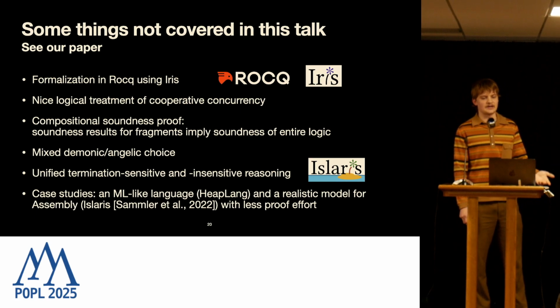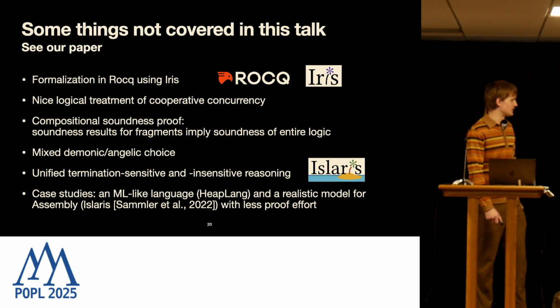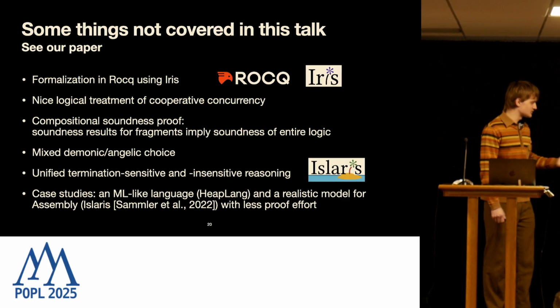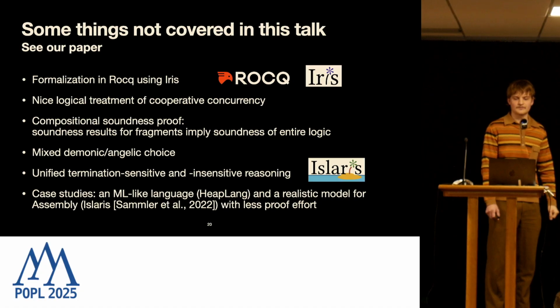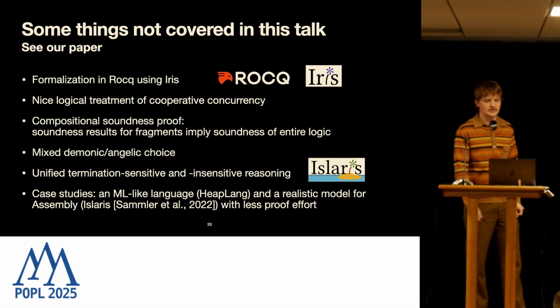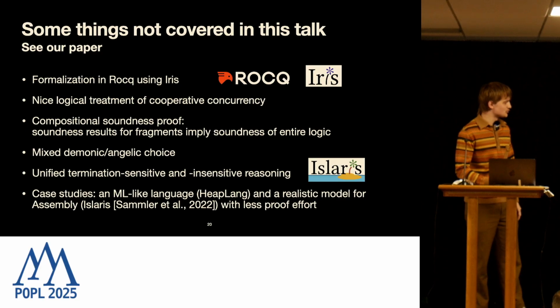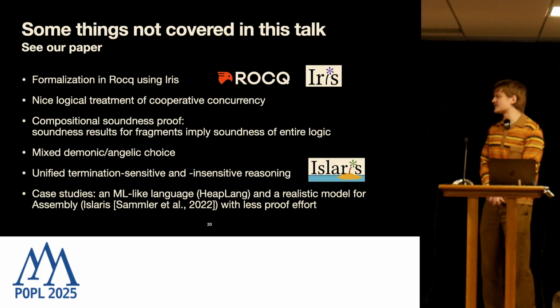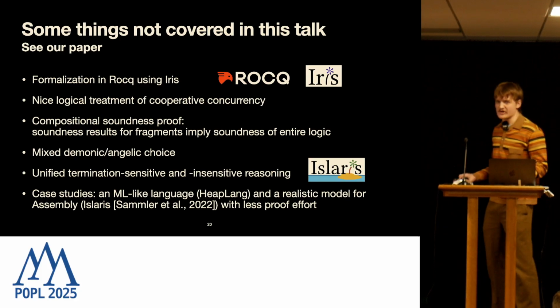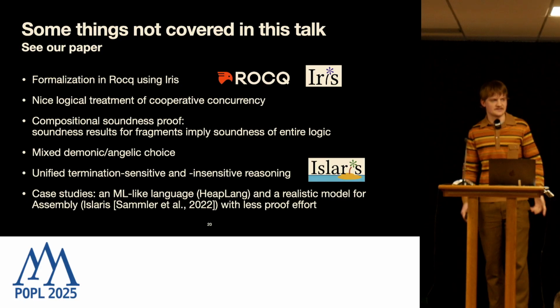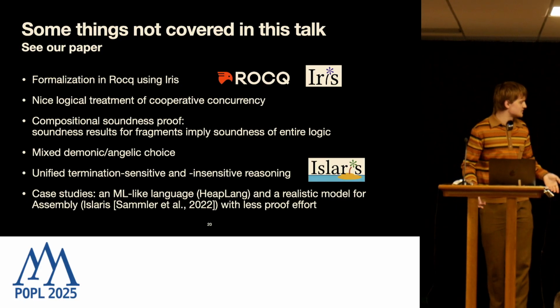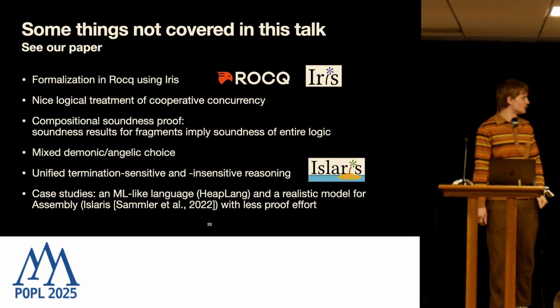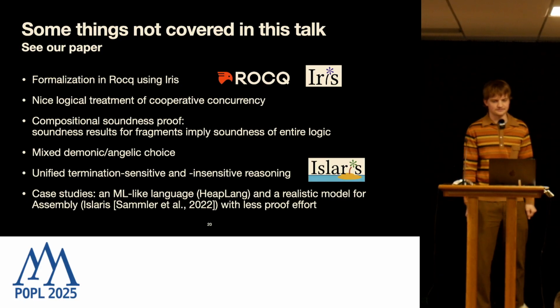And we also have a realistic model for assembly known as Islaris, which is established in the Sammler et al. work. And in each of those cases, we demonstrate that there is, in fact, less proof effort needed. So I hope some of these points can convince you that this theory is not just meant for toy examples. It is actually possible to invoke this theory at scale for realistic programming languages.